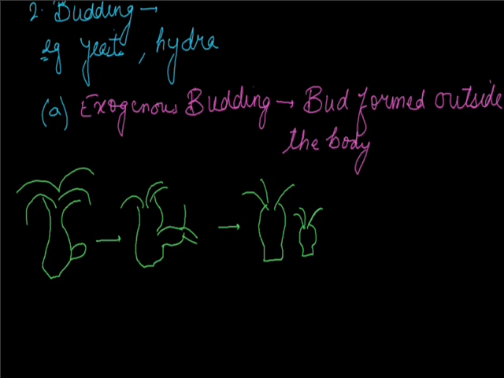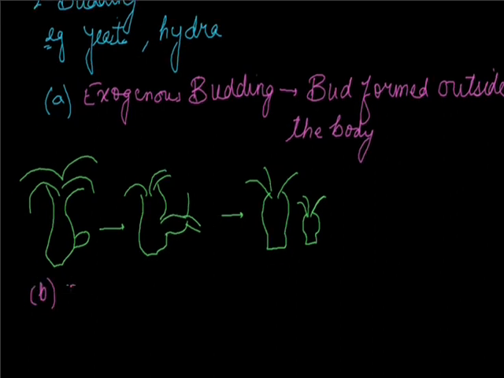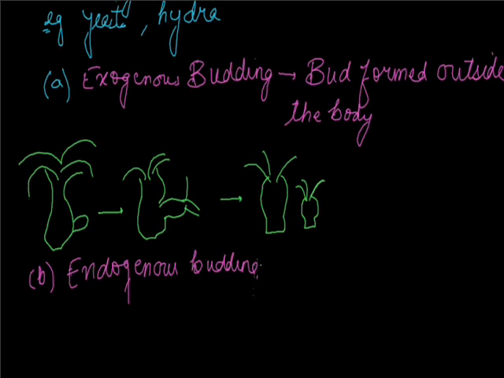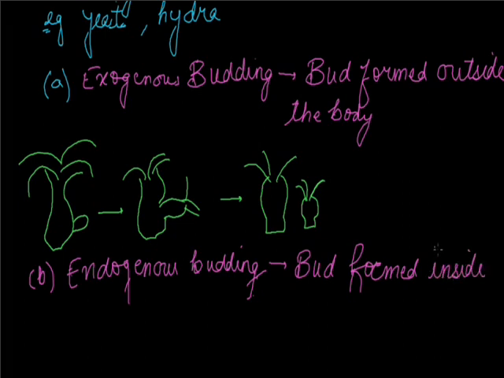The second type we are taking about is endogenous budding. In endogenous budding, the bud forms inside the body.